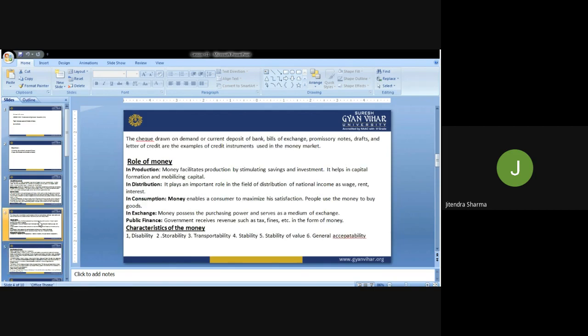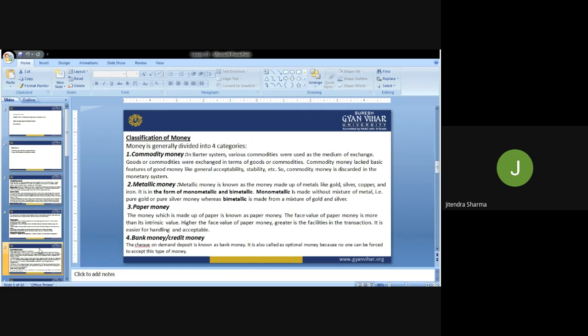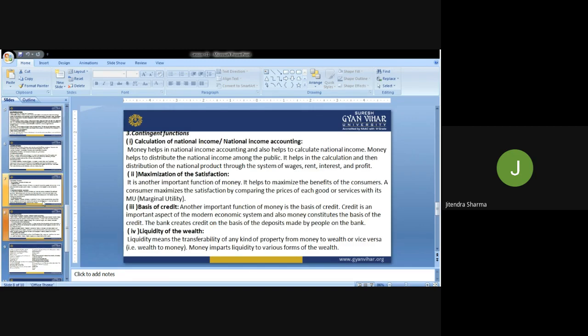And then we discussed the role of money. Then we gave focus to the characteristics of money, what kind of character money has. Money has the power to influence all the characteristics we discussed: saleability, storability, transportability, stability of value, and general acceptability. These are the characteristics of money. Then in the last we discussed the classification of functions: the primary function, secondary function, and then the contingent functions. All these we have discussed in our lecture in detail.